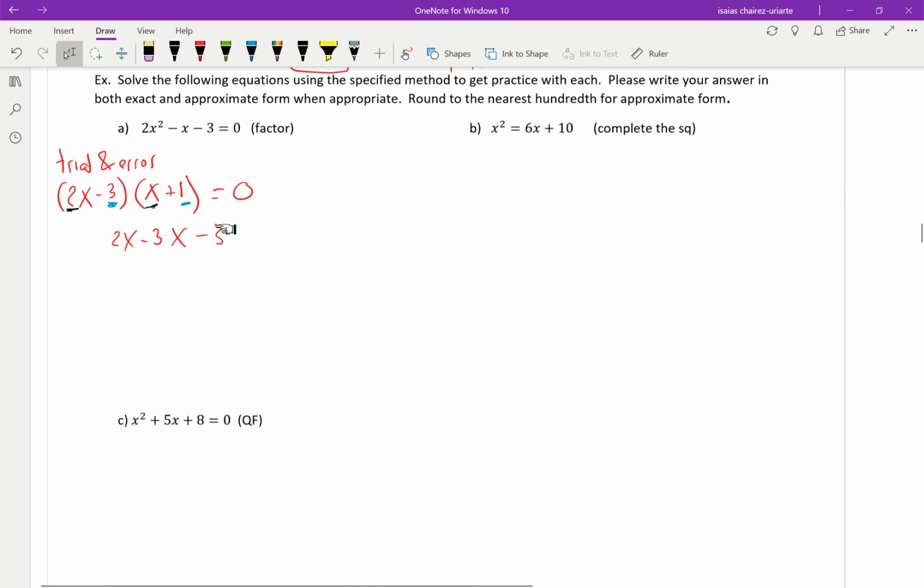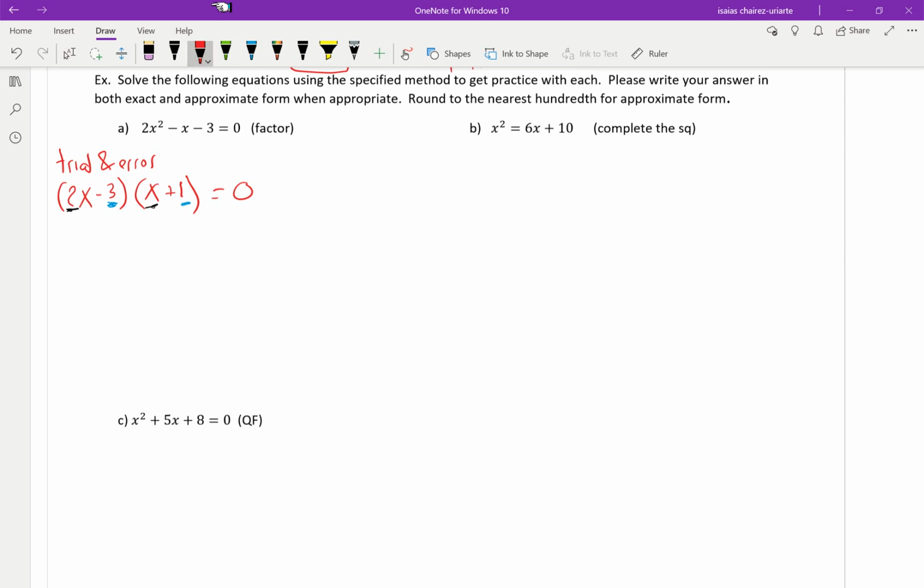Do we get what we had to begin with? Well, 2x minus 3x is going to become negative x. So I think this works. Again, if I had put the negative 3 over here where the 1 is, and put the 1 where the negative 3 is, then it wouldn't have worked. And then I would have had to change my guess a little bit until I get what I want. But what I did is just called trial and error.